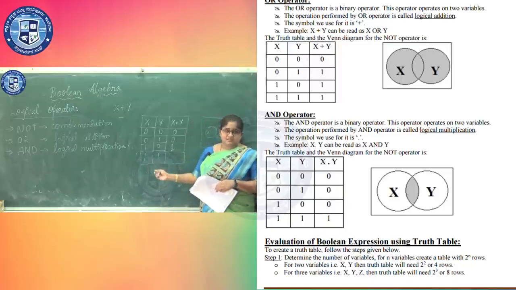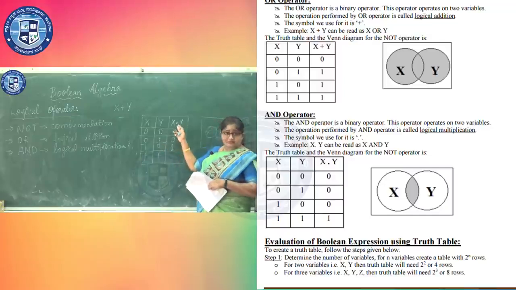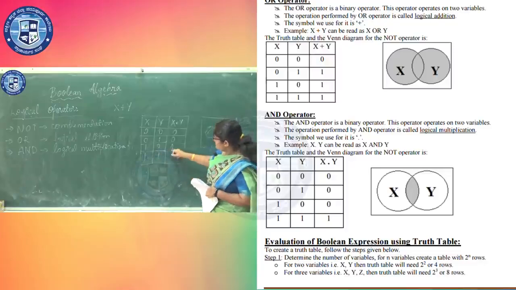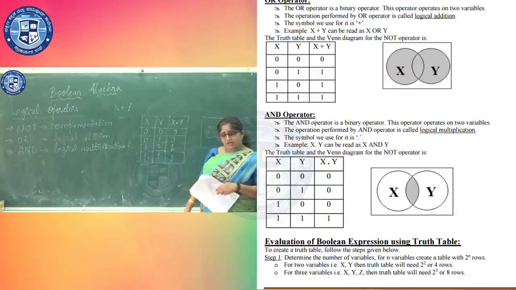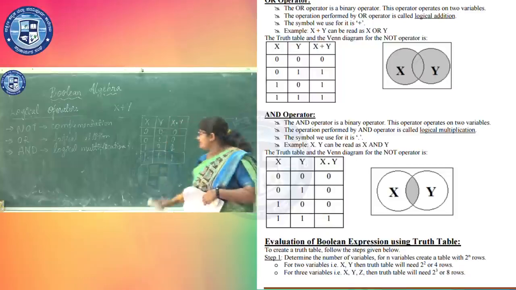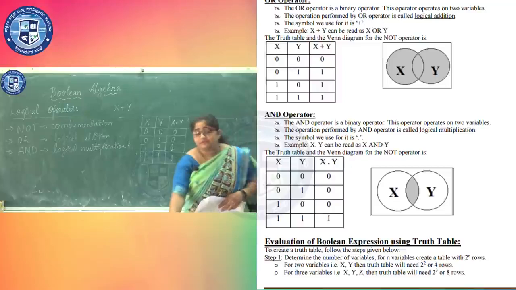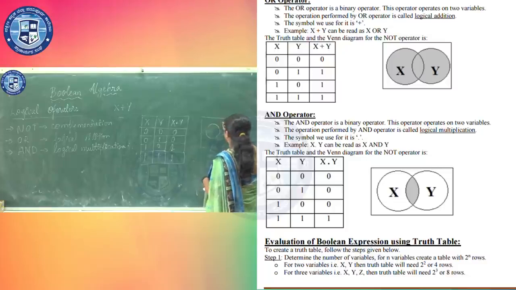1 and 1, where we have both. I had asked for and, so it means that both the values must be there, so it is 1. So this is the truth table for AND operator. Next we have the Venn diagram. Venn diagram, the same way, we have x value and we have y value.